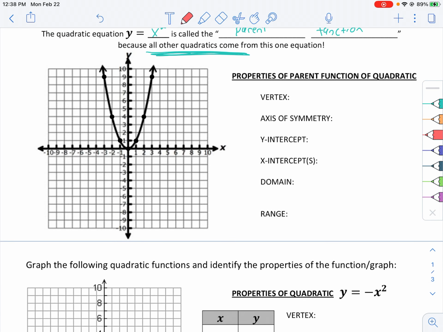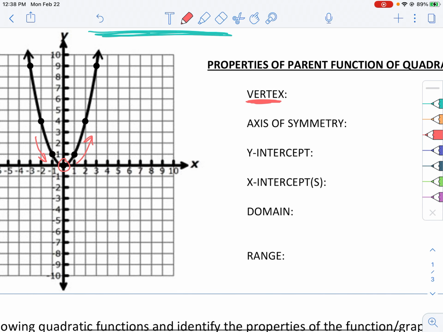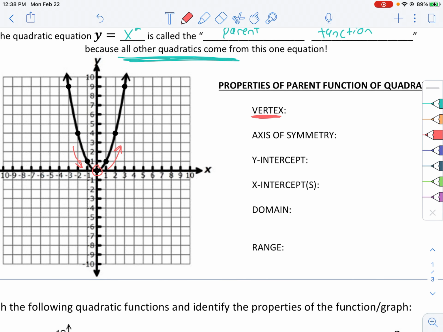So let's take a look at this. Properties of the parent function of a quadratic. Its vertex. The vertex is the point where the quadratic turns. So right here is where it turns, right? It's going from a decreasing to an increasing function, okay? So the vertex is where it turns. This vertex is at (0, 0).